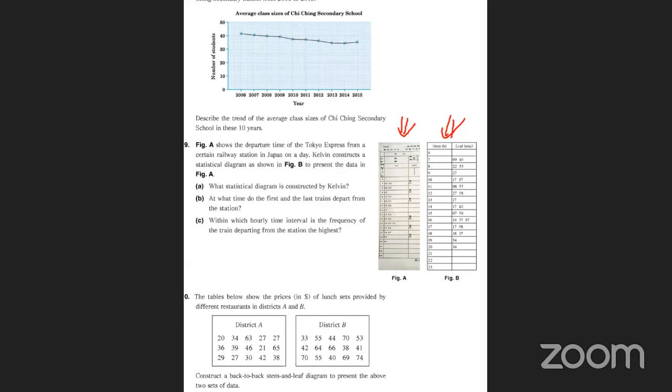I think you are not required to really read the data here. This is what you need to focus. Can you see what do you think? Yeah, it's written here actually. Therefore this one is a stem and leaf diagram. And then at what time do the first and last train depart from the station? Instead of reading figure A, of course, in this case, you should read figure B. It is clearer. For number 9, you need to know how to get information from the statistical diagram.